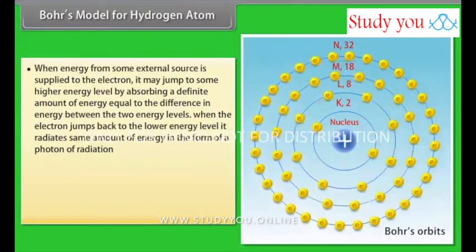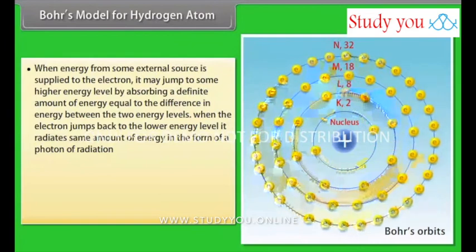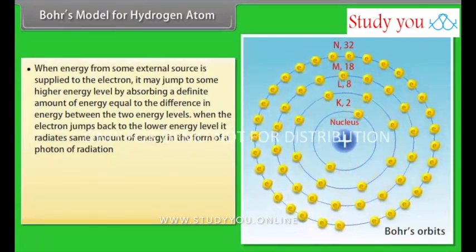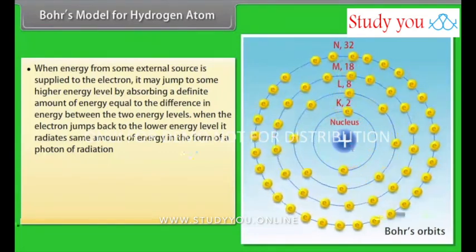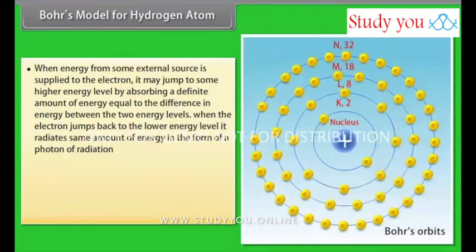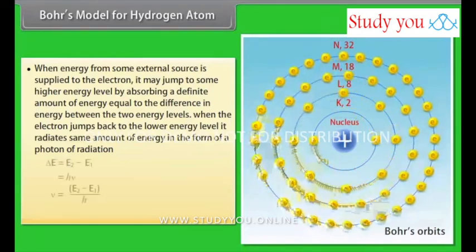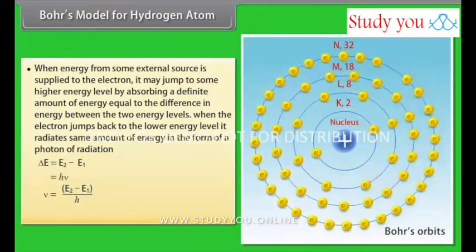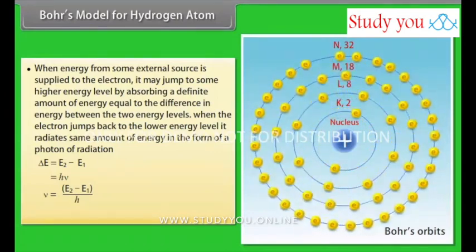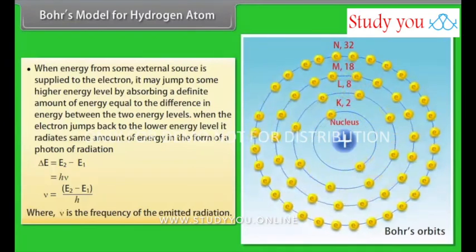When energy from some external source is supplied to the electron, it may jump to some higher energy level by absorbing a definite amount of energy equal to the difference in the energy between the two energy levels. When the electron jumps back to the lower energy level, it radiates same amount of energy in the form of the photon of radiation. Delta E is equal to E2 minus E1 is equal to h nu. Nu is equal to (E2 minus E1) by h, where nu is the frequency of the emitted radiation.